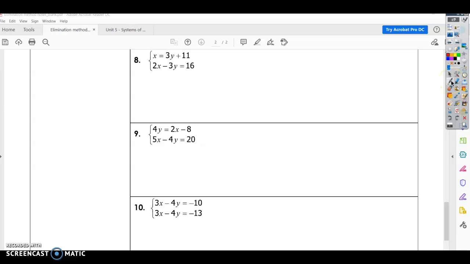Right, so we're going to talk about elimination a little bit more. These are a little bit different. I skipped number 7 because it's the same as the last video, but these are still using elimination, but we may have to do a little bit more to get started. So if you look, your x's are lined up, your y's are lined up, and your coefficients are lined up.